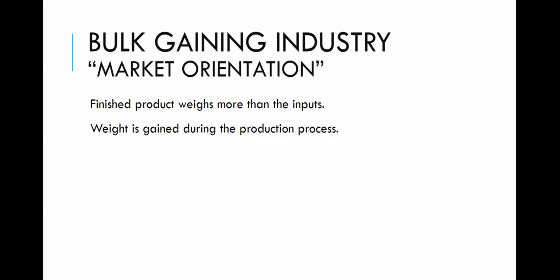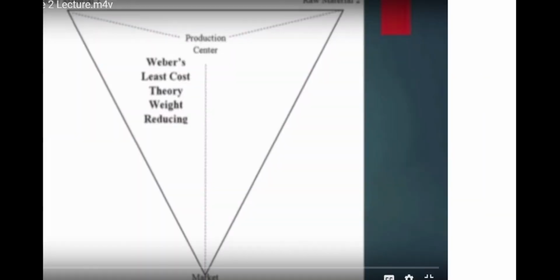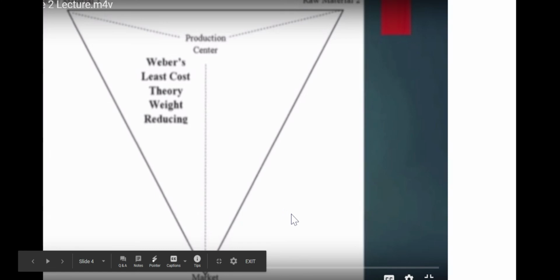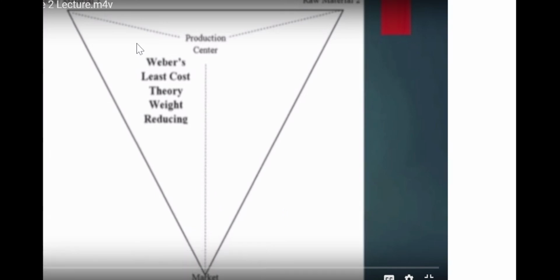All right. So last thoughts: market-oriented or bulk gaining products are going to be closer to market. Bulk reducing, raw materials oriented products are going to be closer to the raw materials.